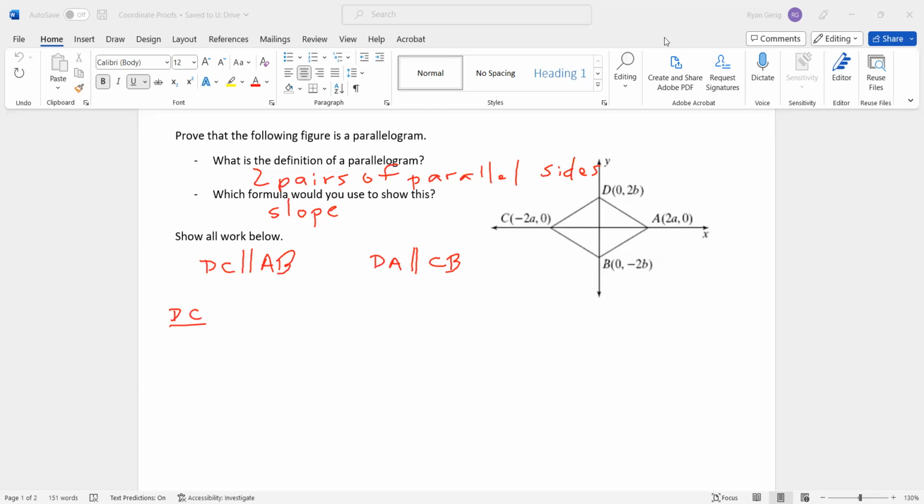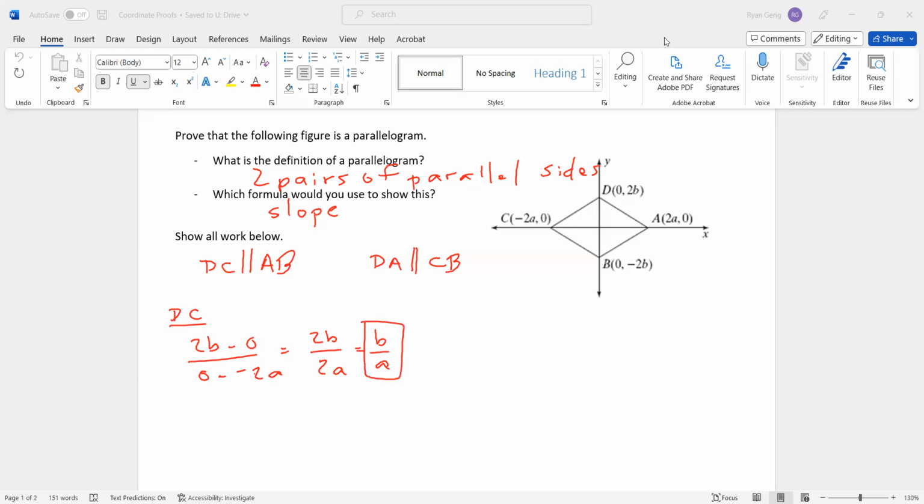So DC, let's find the slope using the slope formula. Y2 is 2B minus Y1, which is 0, all over X2, which is 0, minus X1, which is negative 2A. Simplify that down, you get 2B minus 0 is 2B. 0 minus negative is plus, so that's positive 2A. The 2's cancel, and I'm left with B over A, which means nothing right now. But the slope of DC is B over A.